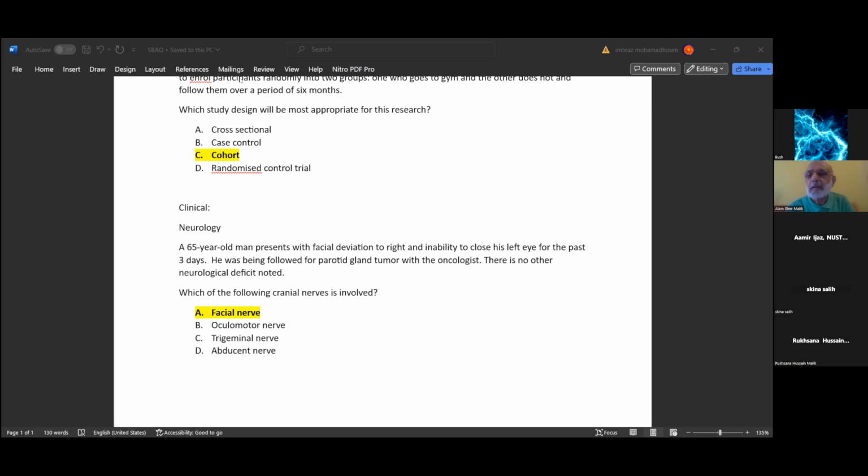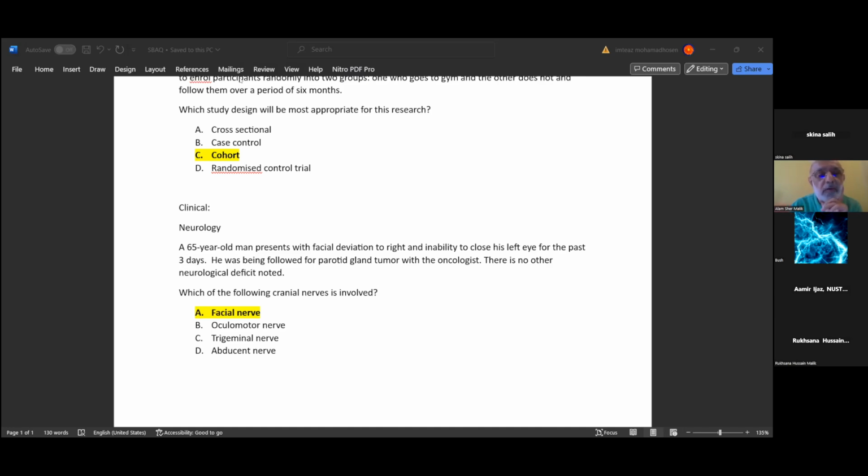If I may, the scenario could have been structured a little better. Rather than saying facial deviation to the right, they could have mentioned loss of the nasolabial fold or deviation of the angle of the mouth. Giving facial deviation to the right and then having facial nerve in the options gives a verbal clue that should not be there. So the stem could be structured a little better.